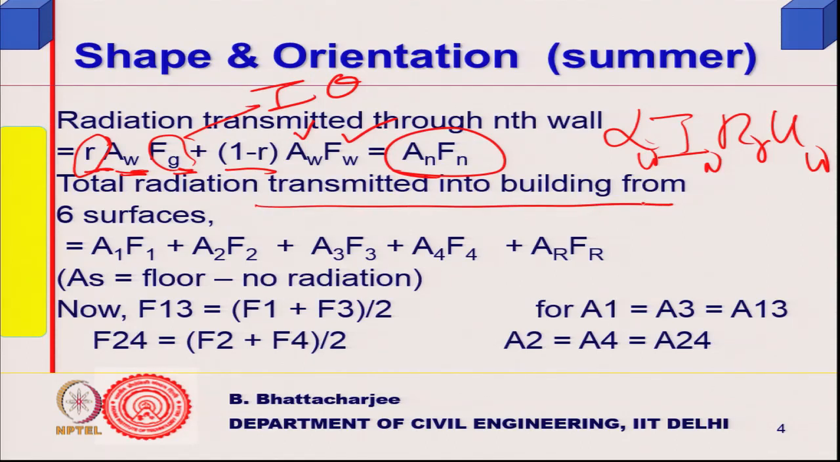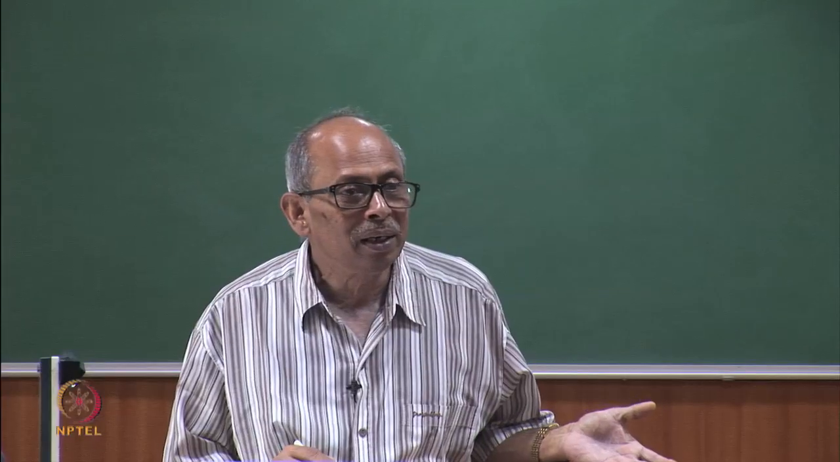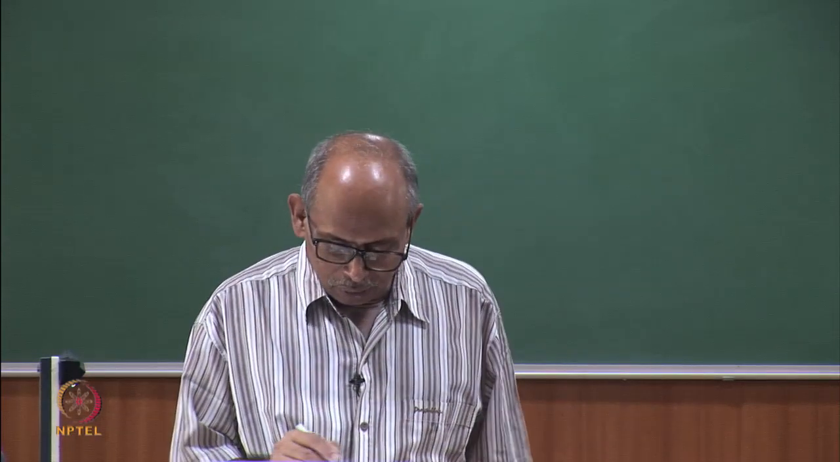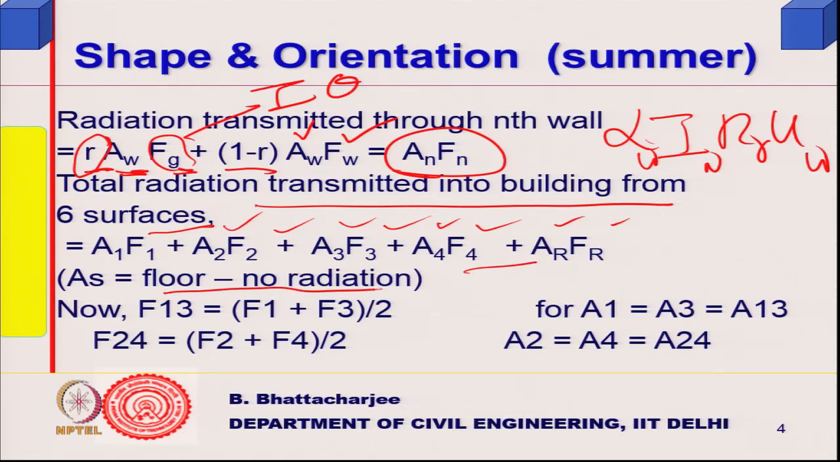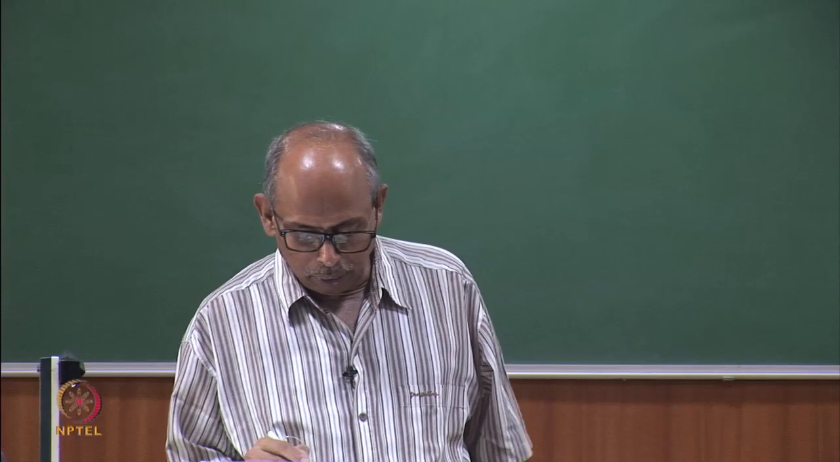Total radiation transmitted into a building: heat gain will be through the building from 6 surfaces, A1 F1, A2 F2, A3 F3, A4 F4, and actually the 6th surface we will omit, because the floor will never receive radiation. So, it is actually 5 surfaces, floor no radiation. The 6th one will not have anything.